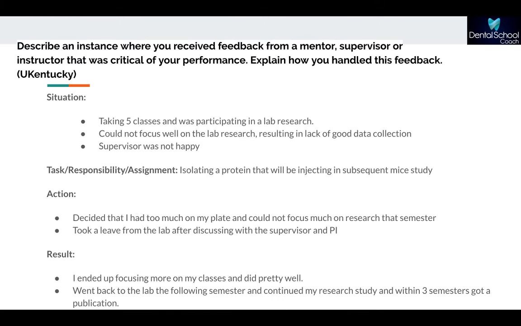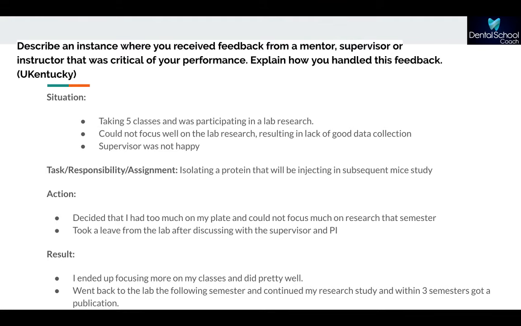So let's look at one specific question that I found at UKentucky, and I think it's a good question. Describe an instance where you received feedback from a mentor, supervisor, or instructor that was critical of your performance. Explain how you handled this feedback.